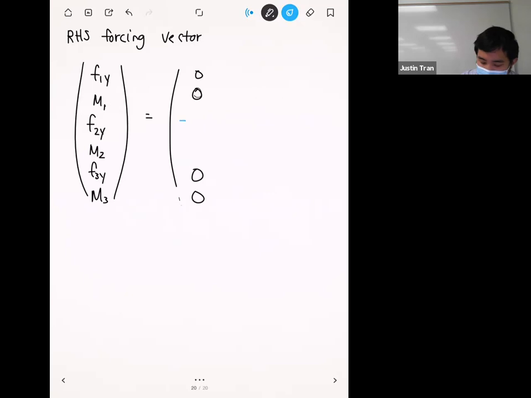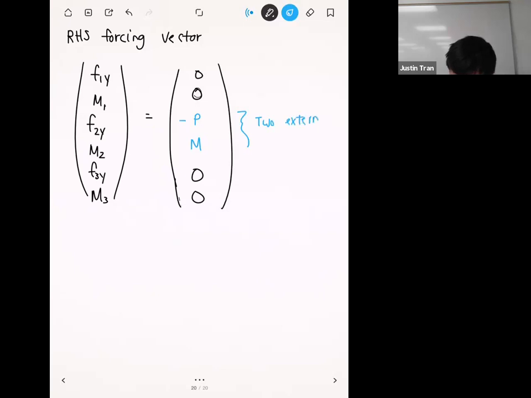Right, and so first thing we'll do is F2y. And since we have a load that's being applied in the negative y direction, we're going to specify that as negative P. And the moment that we're applying is going to be applied on the theta 2 row. And so we have an M right there. And so those are our external loads being applied on node 2.